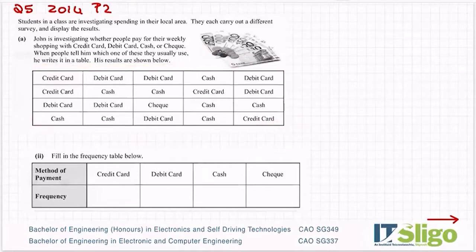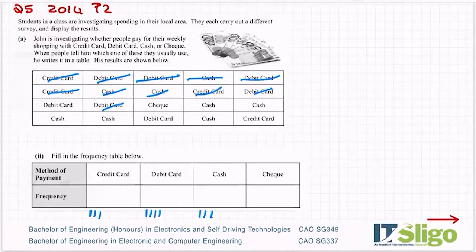Okay, so one way you can do this is with a tally score. By that I mean, well, here I have a credit card, so I'm going to put a 1 under the credit card box. I then have a debit card, so 1 goes here. I have another debit card. I have a cash. I have a debit card. I have a credit card, cash and cash, so 2 more of these. A credit card, a debit card, a debit card.